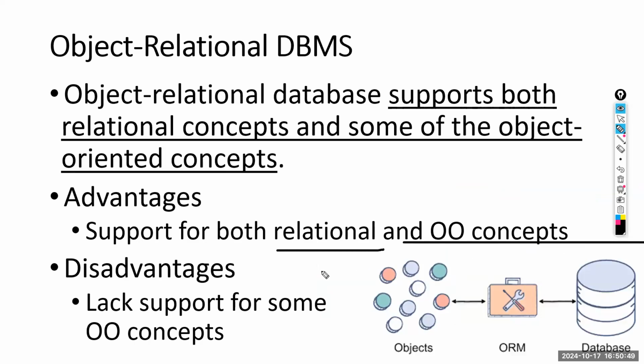The easiest way to understand it is like a hybrid. When we need object-oriented concepts, you have object-oriented support. When we need structured or relational concepts, you have that support. Best of both, support for both.